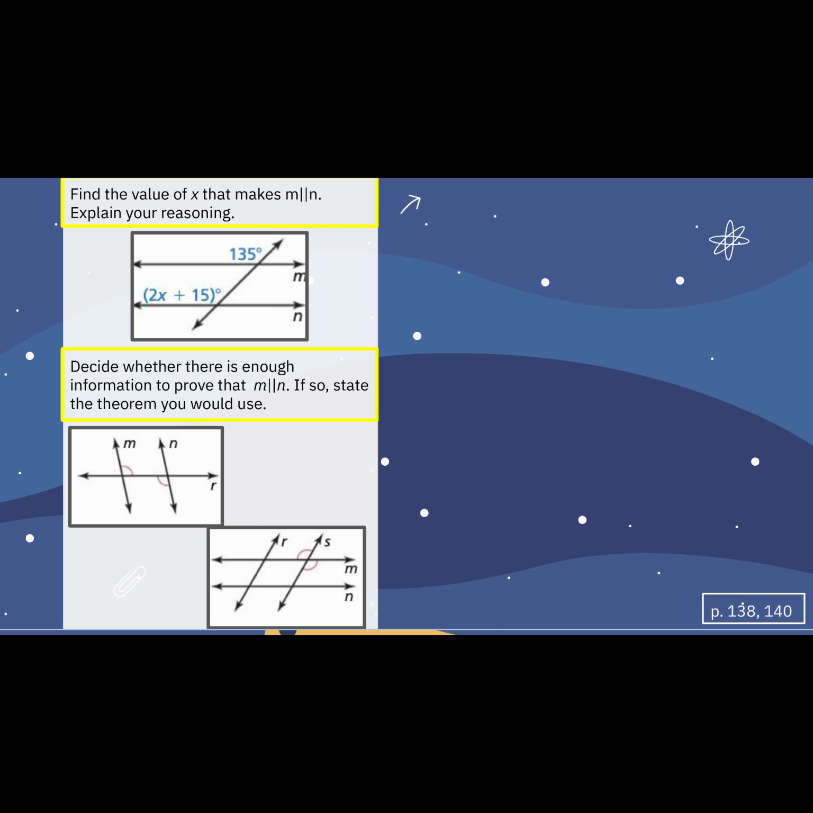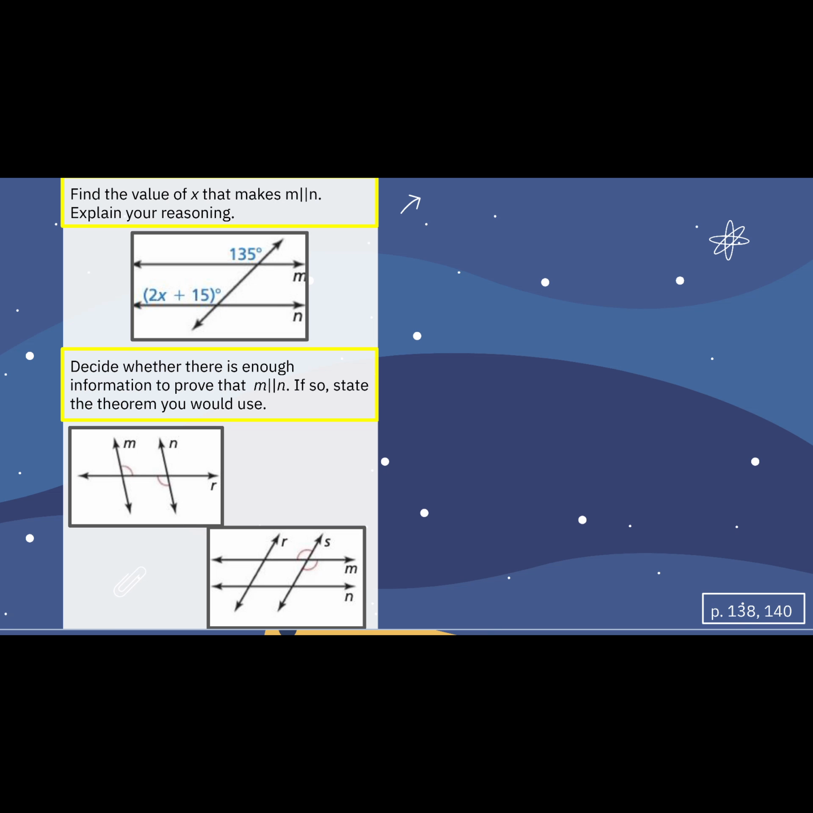You're probably thinking, how are we going to use this? Well, here's how. Find the value of x that makes line M parallel to line N. So they didn't tell us they're parallel. We have to show and find what x would have to be for those two things to be parallel.